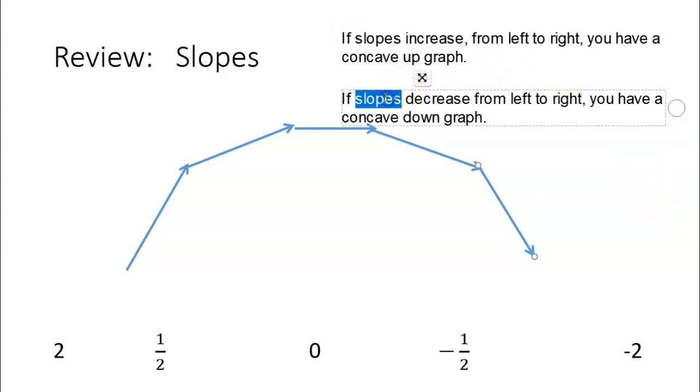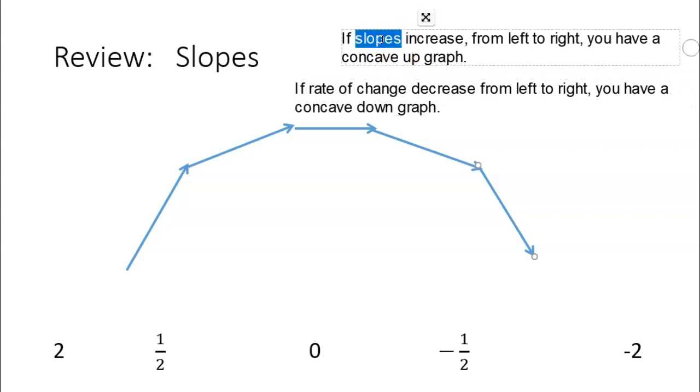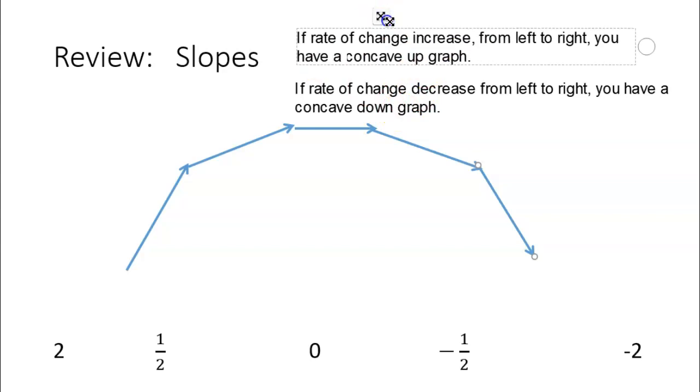Now, slope is just another word for rate of change, so I could just change this to rate of change, and it means the same thing. I could do that up here too. Because rate of change is just another word for slope, right? So if the rate of change increases from left to right, then it's concave up. And if the rate of change decreases from left to right, you have concave down. And so that's the relationship between rate of change and concavity.